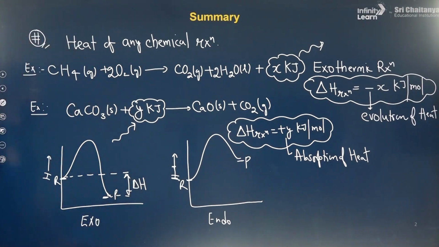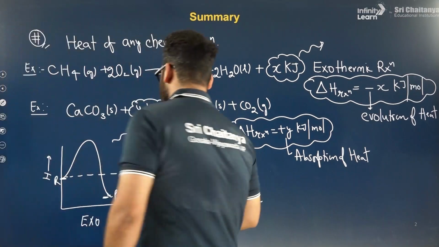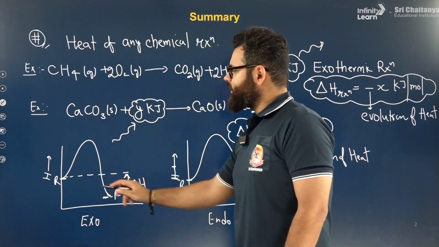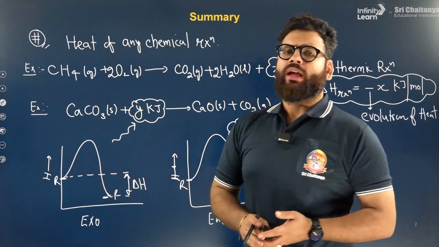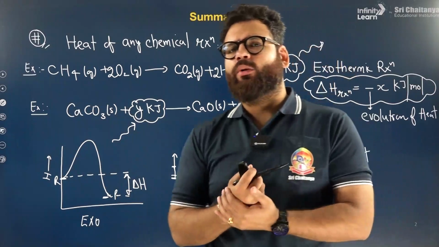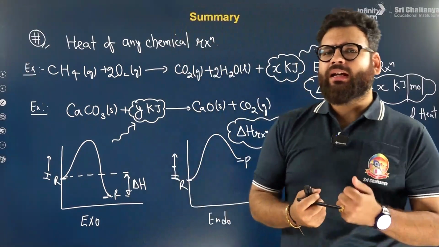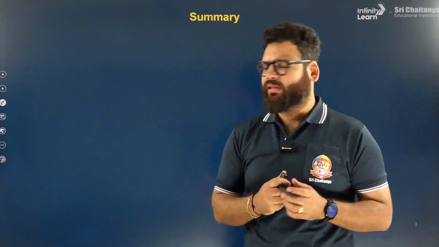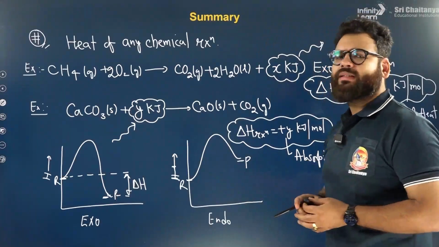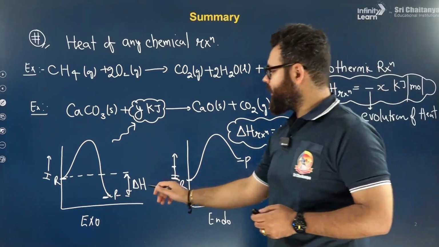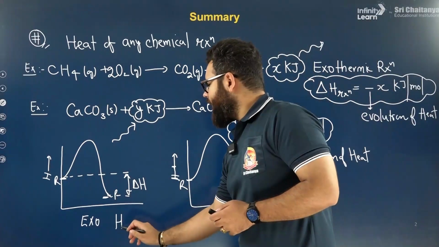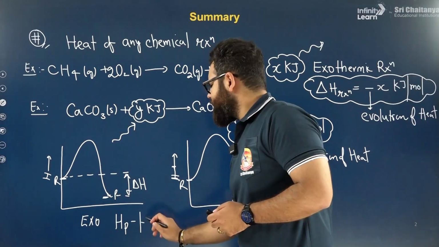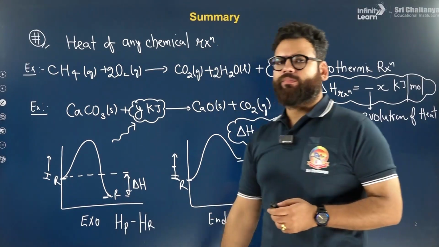Okay, so how do we write the value of delta H? It is always final energy minus initial energy, because in the thermodynamics chapter we will study what a state function is. Because delta H is a state function, it is always going to be final state minus initial state. So I can say delta H is nothing but enthalpy of product minus enthalpy of reactant.